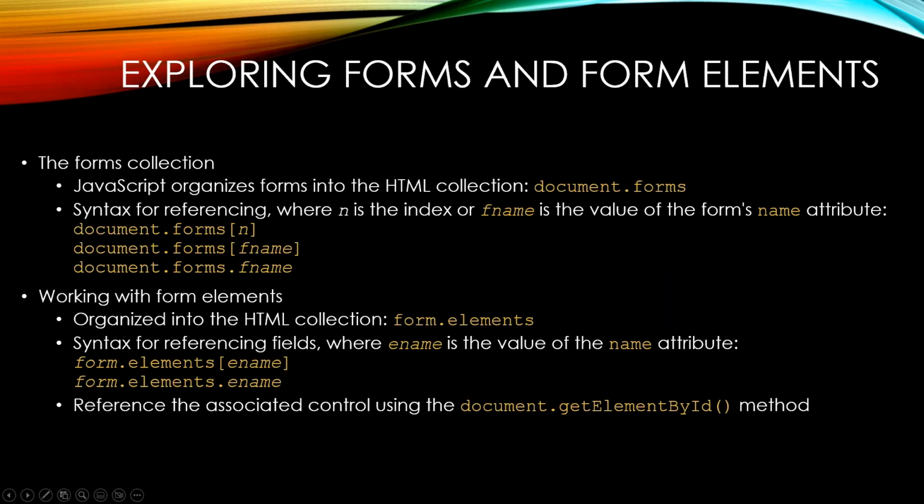The forms collection in JavaScript is going to be its own collection, and we are going to be able to reference it by using document.forms. And so our syntax for referencing, if we say n is an index and fname is the value of the name attribute: we can refer to document.forms[n], which is the index. We can say document.forms[fname], so we can give it the name of the attribute in that index position in the array notation.